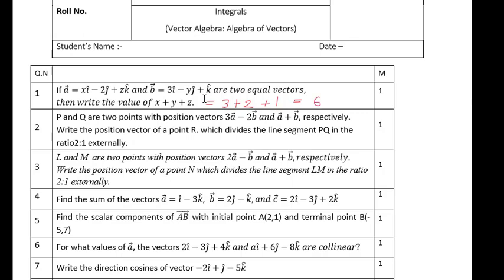Now, second question. P and Q are the 2 points with position vectors 3a minus 2b and a plus b respectively. Write the position vector of point R which divides the line segment PQ in the ratio 2:1. So, position vectors of points P and Q are given and we have to find the position vector of point R which divides PQ in the ratio 2:1 externally.